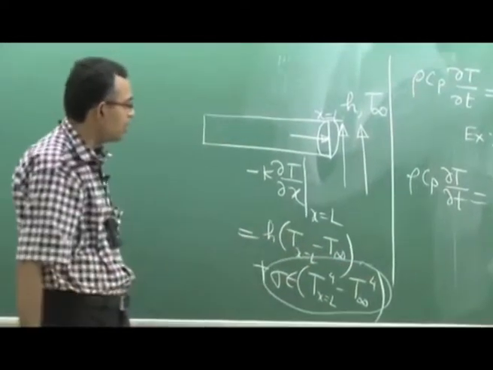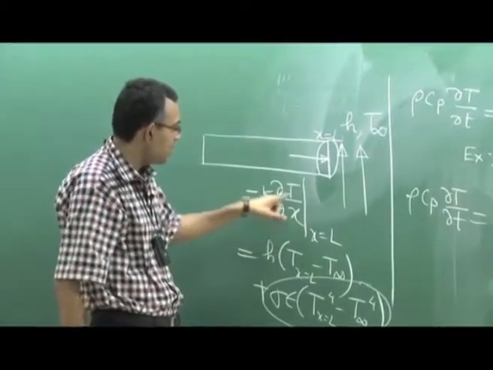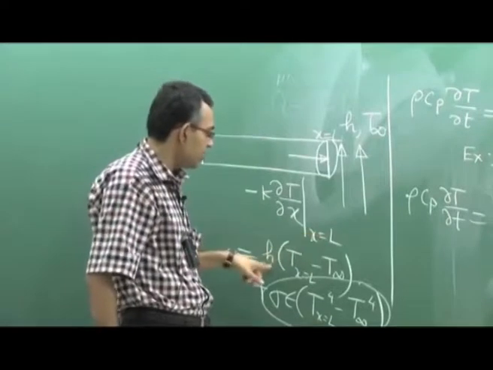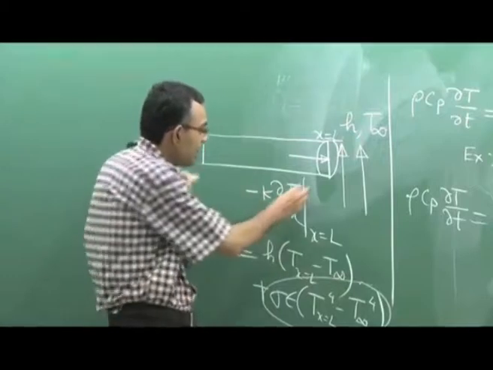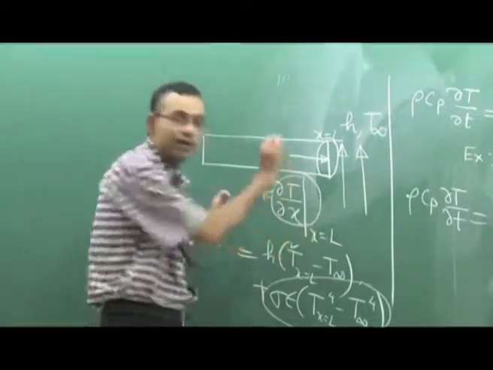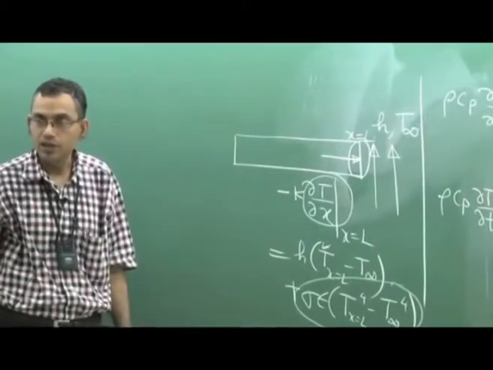So if radiation is not important, then you can write this as minus k del T del x at L is equal to h into T minus T infinity. So this is what? Temperature gradient expressed as a function of temperature. So this is called a mixed boundary condition.